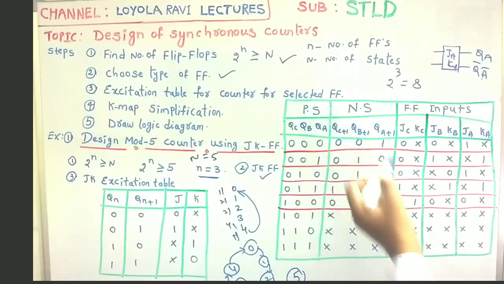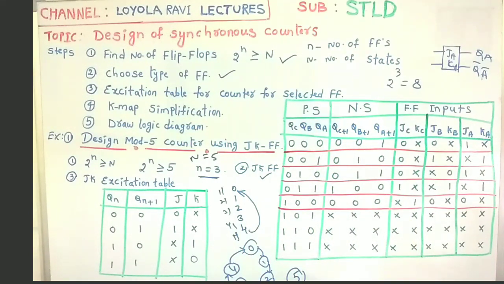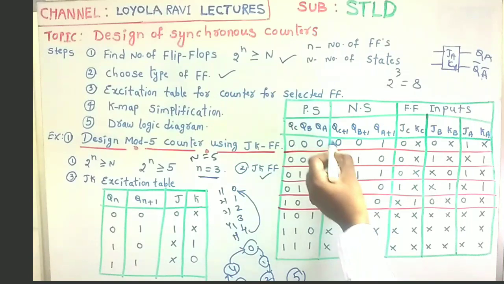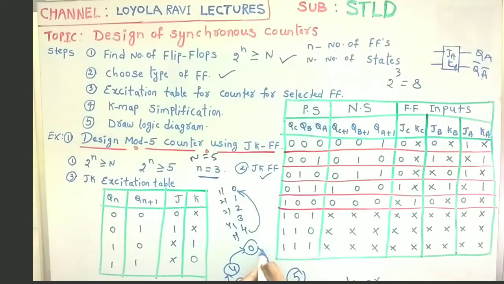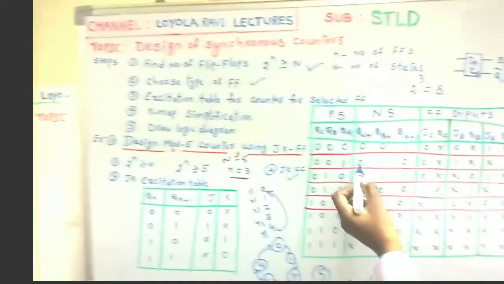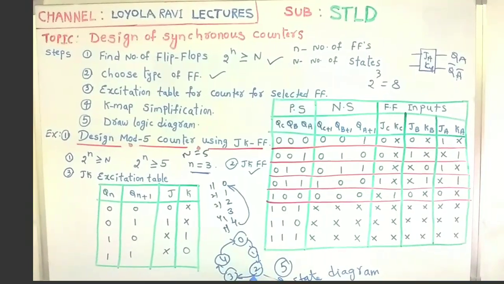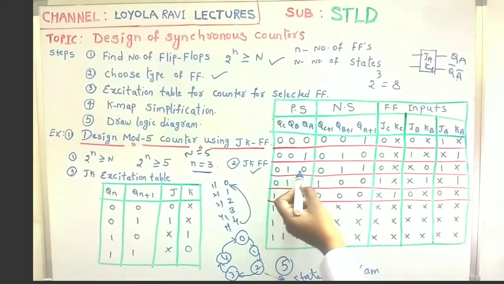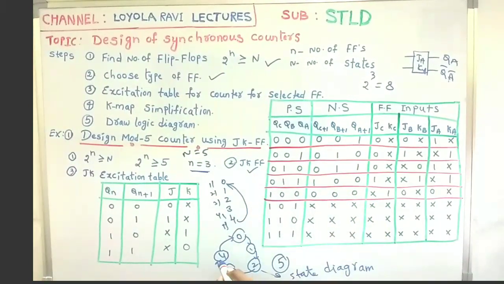Then what are the next states? By using this state diagram. I think all of you know the state diagram. From this state diagram we have to write the next states. For 0, the next state is 1, that is 0, 0, 1. For 1, the next state is 2, that is 0, 1, 0. For 2, the next state is 3, that is 0, 1, 1. For 3, the next state is 4. For 4, the next state is 0, that is 0, 0, 0. Then here we have 5.